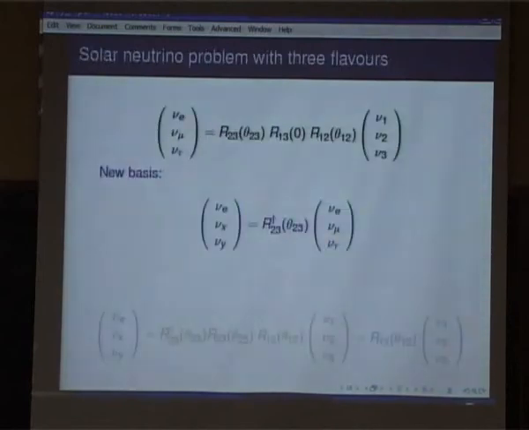So now let's go to solar. For solar, we have to be slightly careful because it has matter effects. Let's see what we do. Remember this, your nu e, nu mu and nu tau, where nu 1, nu 2, nu 3 are multiplied by 3 rotations. Let's go to this limit where theta 13 is 0, which simplifies your R13 to the identity.